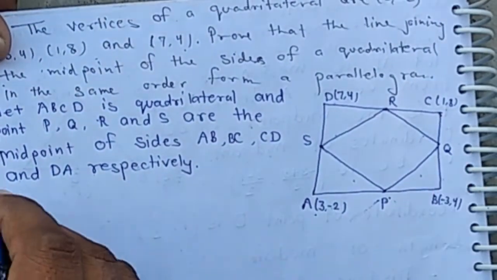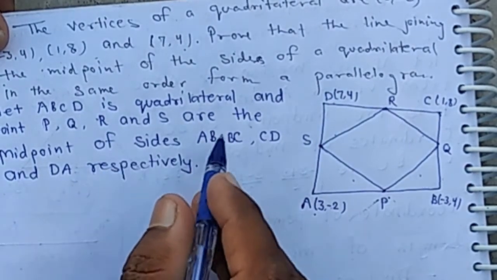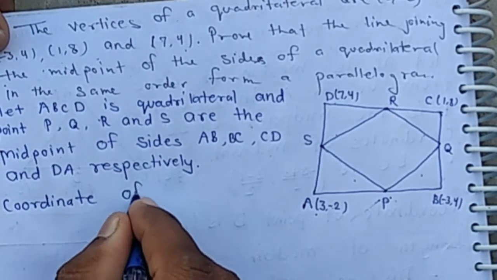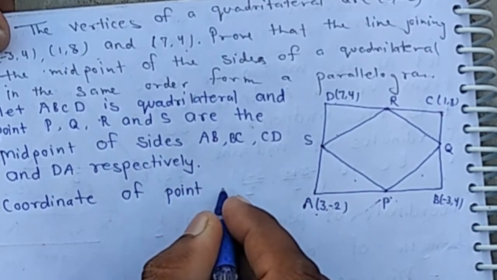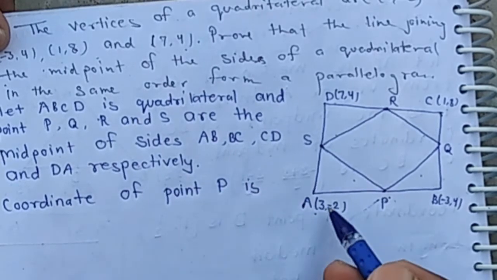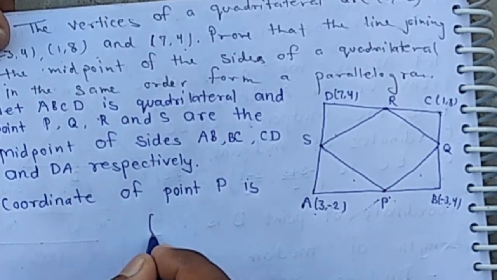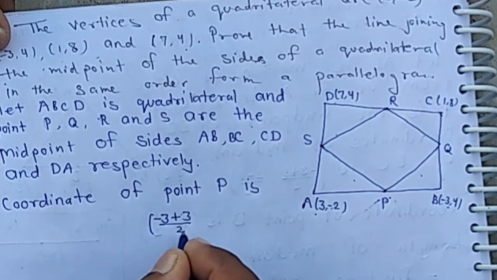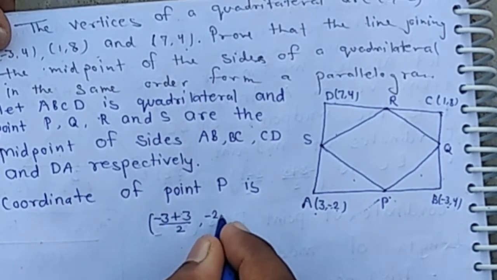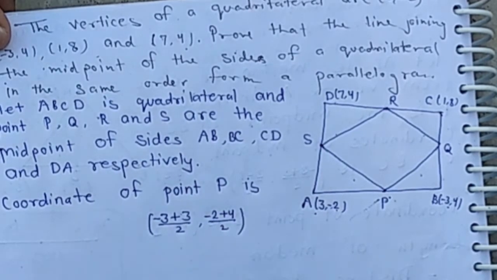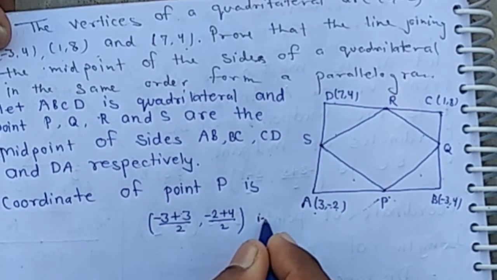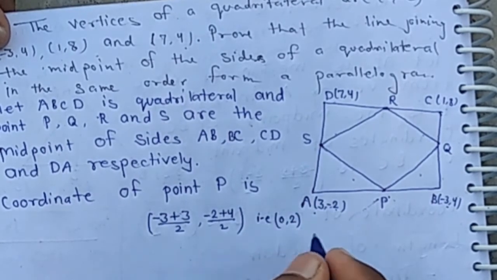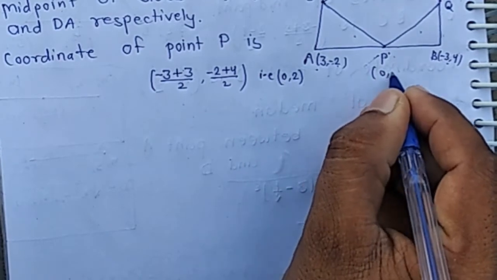Now the coordinate of point P is (x1 plus x2) by 2, means -3 plus 3 by 2, and (y1 plus y2) by 2, means -2 plus 4 by 2, that is 0, 2. Point P is (0, 2).